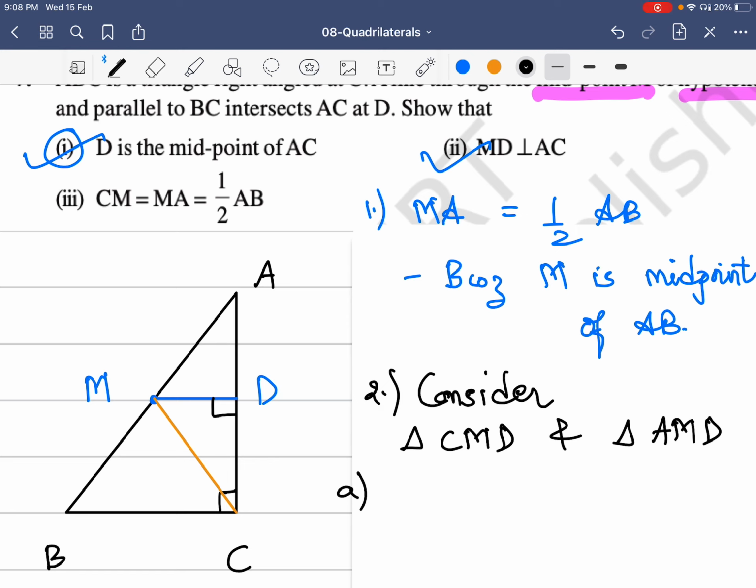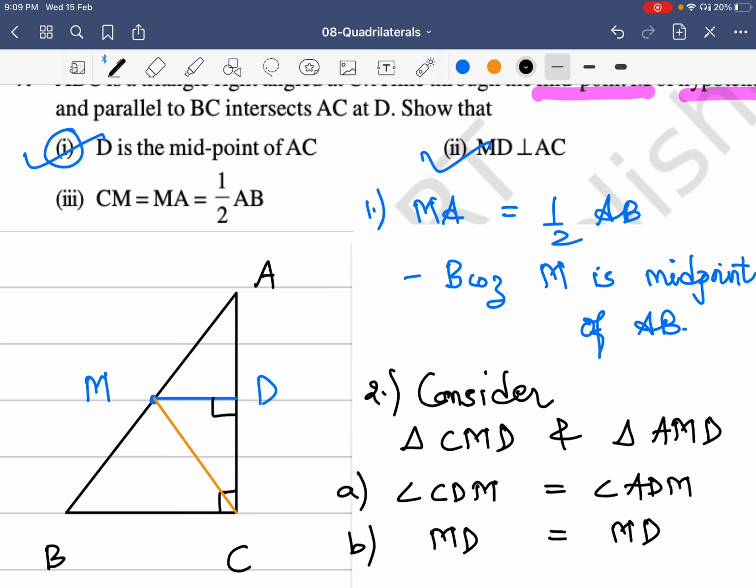So two things are very obvious. One is angle CDM is equal to angle ADM. Okay, why? Because both are 90 degree, 90 degree. Just now we proved it that this is also 90 degree. So CDM, this angle is equal to ADM. Now second thing, or the second point is MD is equal to MD because they are common side. So MD is also equal to MD.